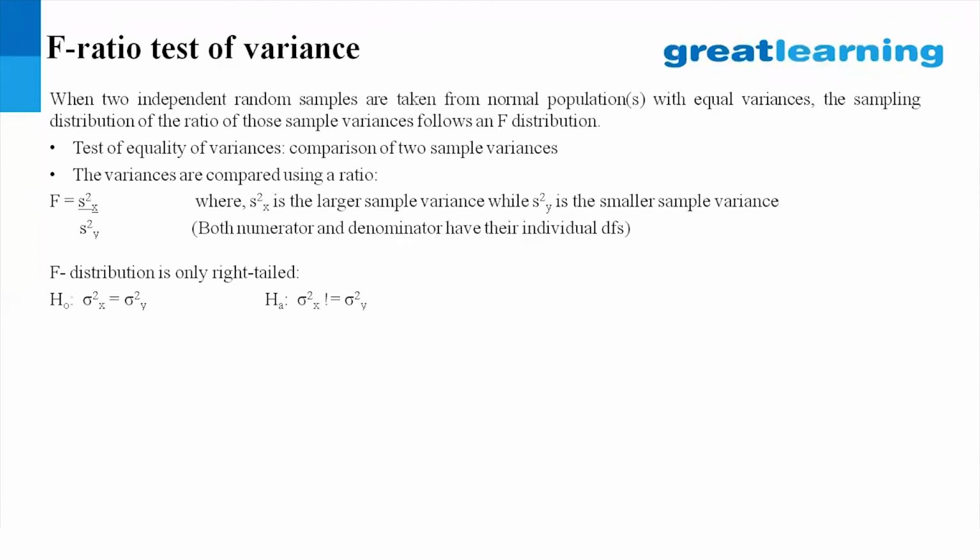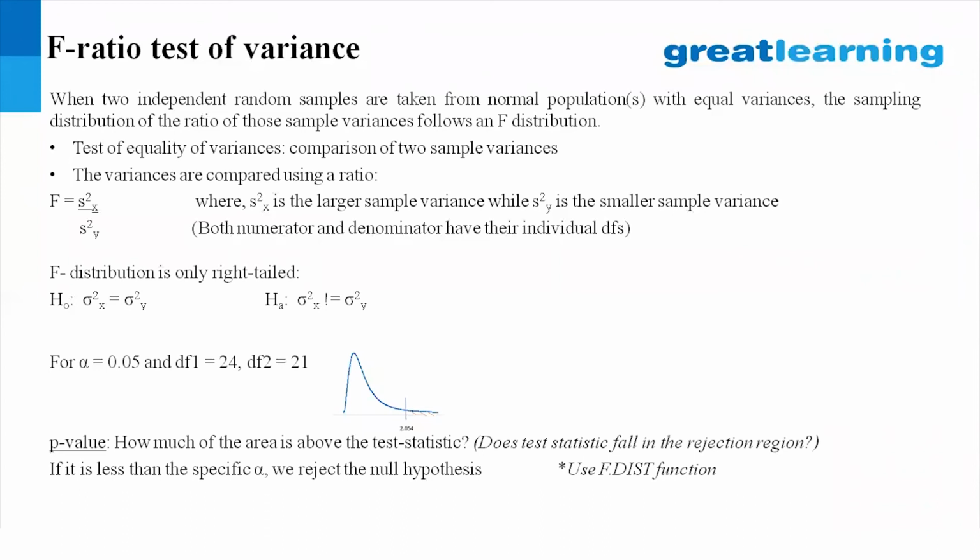How that helps is, if you put the higher variance sample as the numerator, the F test becomes only a right-tailed test. If you sometimes put the higher variance as the numerator and sometimes as the denominator, then every time you have to choose whether the F test is a left-tailed or a right-tailed test. But if you always put the larger sample variance as the numerator, your F test becomes just a right-tailed test, where the null hypothesis is that both the sample variances are the same, and the alternative hypothesis is that they are different, not the same.